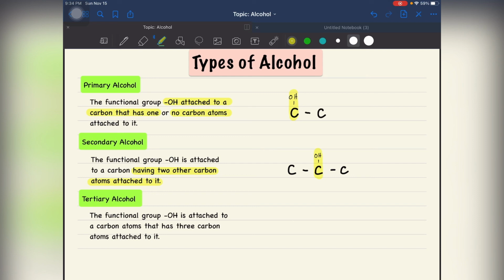Next, how about tertiary? When we say tertiary alcohol, the functional group of OH is attached to a carbon that has 3 carbon atoms. So, ibig sabihin, hindi lang dalawa, kagaya nito. Kasi, di ba yung example natin sa secondary, dalawa lang, which is this one and this one. So, ito yung best example natin for our tertiary alcohol.